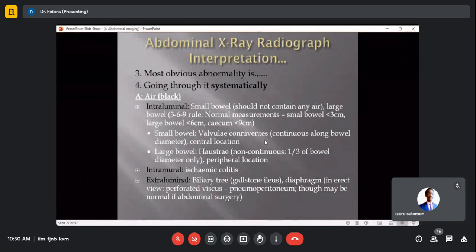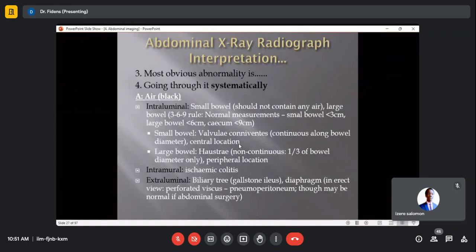And again, the small bowel is located centrally in the abdomen. I'm trying to show how we can differentiate large bowel and small bowel on plain abdominal X-ray. Number one, the size: small bowel is small. Number two, small bowel is located centrally, in the center of the abdomen. And number three, they have what you call valvulae conniventes. Those are folds that are crossing the whole diameter of the bowel.